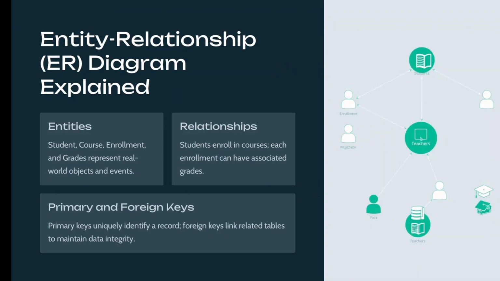Hello everyone, now we are going to see entity and relationship, which is very important for DBMS. As we all know, entities are student, course, enrollment and grade, real-world objects and events. Relationships: a student enrolls in a course, and each enrollment can have associated grades. What are primary key and foreign key? A primary key uniquely identifies a record, like the USN. A foreign key relates tables to maintain data integrity. This is about the entity relationship ER diagram in DBMS.